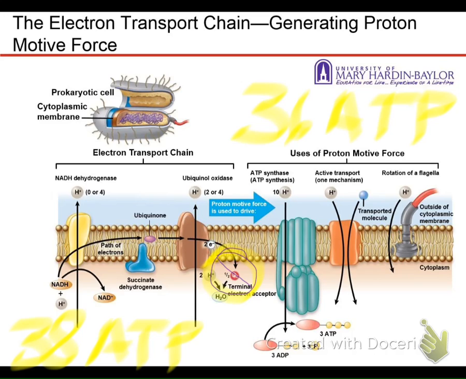What do you think's the difference between that 36 and that 38 if there was oxygen around? What's the difference? Why can you get more if there's oxygen around?